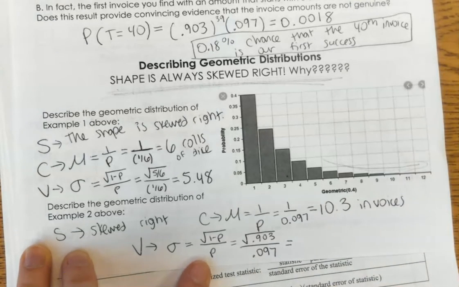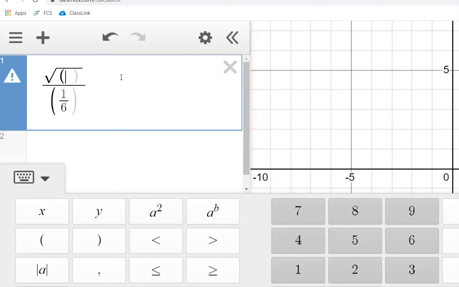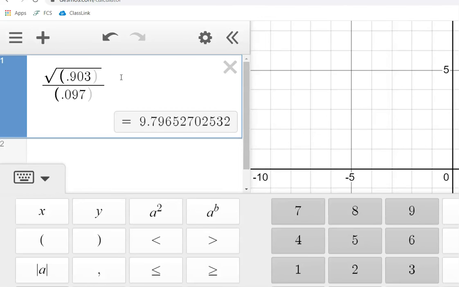So let's plug that in. So 0.097 on the bottom and 0.903 on the top. And you get 9.80 invoices. So you would expect, on average, with many different geometric distributions, that your number of successes would vary from the mean by about 9.8 invoices.